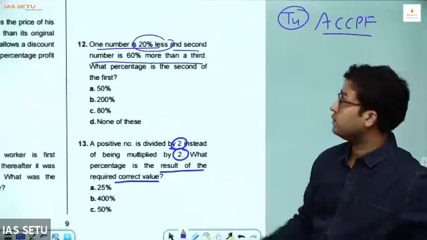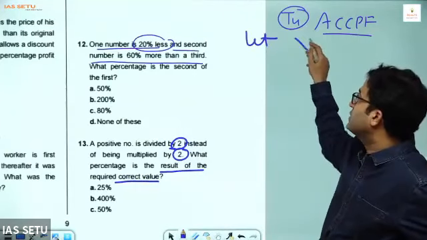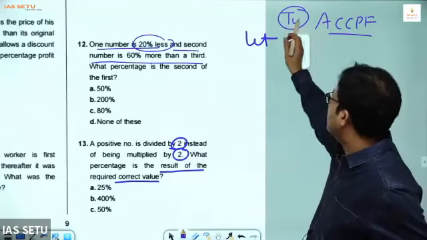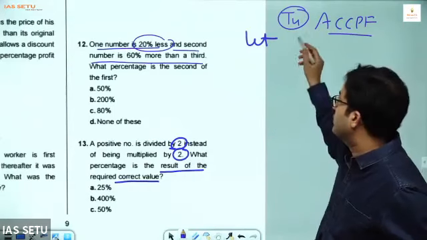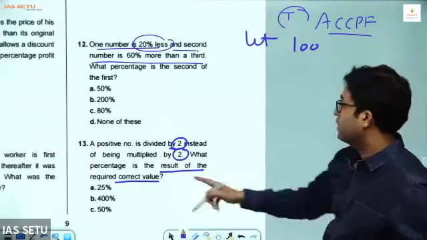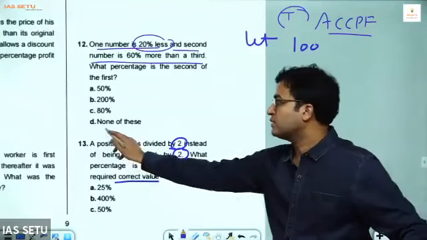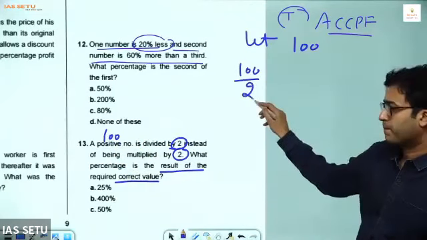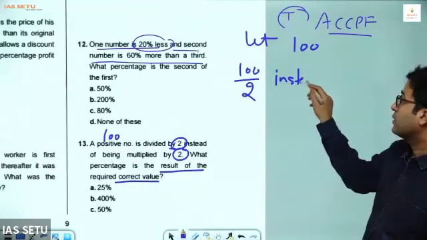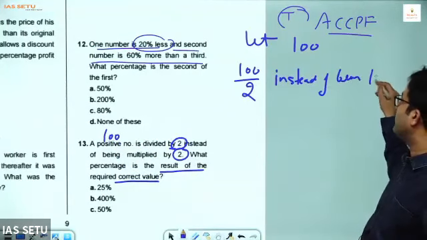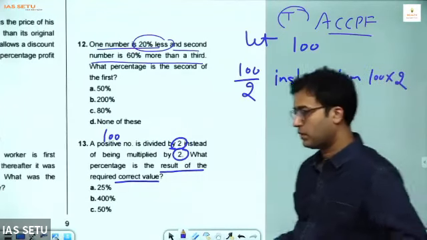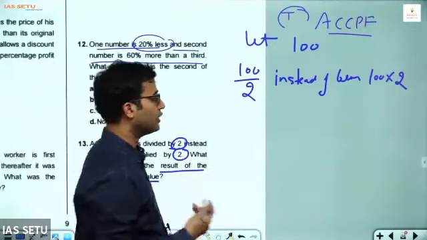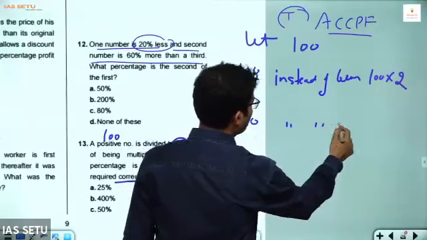We assume the positive number is x. Same problem, I don't like x. If I can assume 100, I prefer 100. Otherwise, you can always take x. So I assume the positive number is 100. By mistake we divided by 2 instead of being multiplied by 2. So what I get is 50 instead of 200.